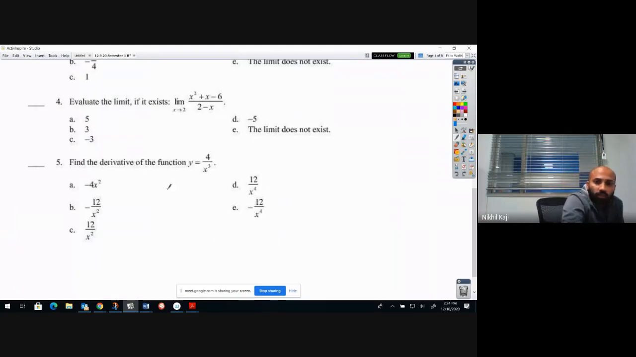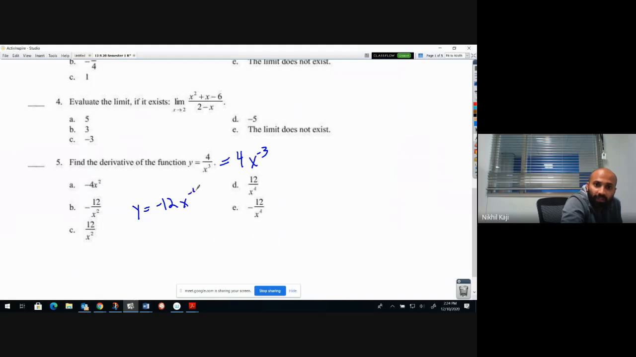So let's rewrite this as 4x to the -3. I just brought that up. You could do quotient rule if you really wanted to, but we don't need to because there's no x on top. So I'm just going to bring it back on top. Now let's get our derivative. -12 x to the -4 power, because we minus 1. So this is our derivative: -12 over x to the 4th power.